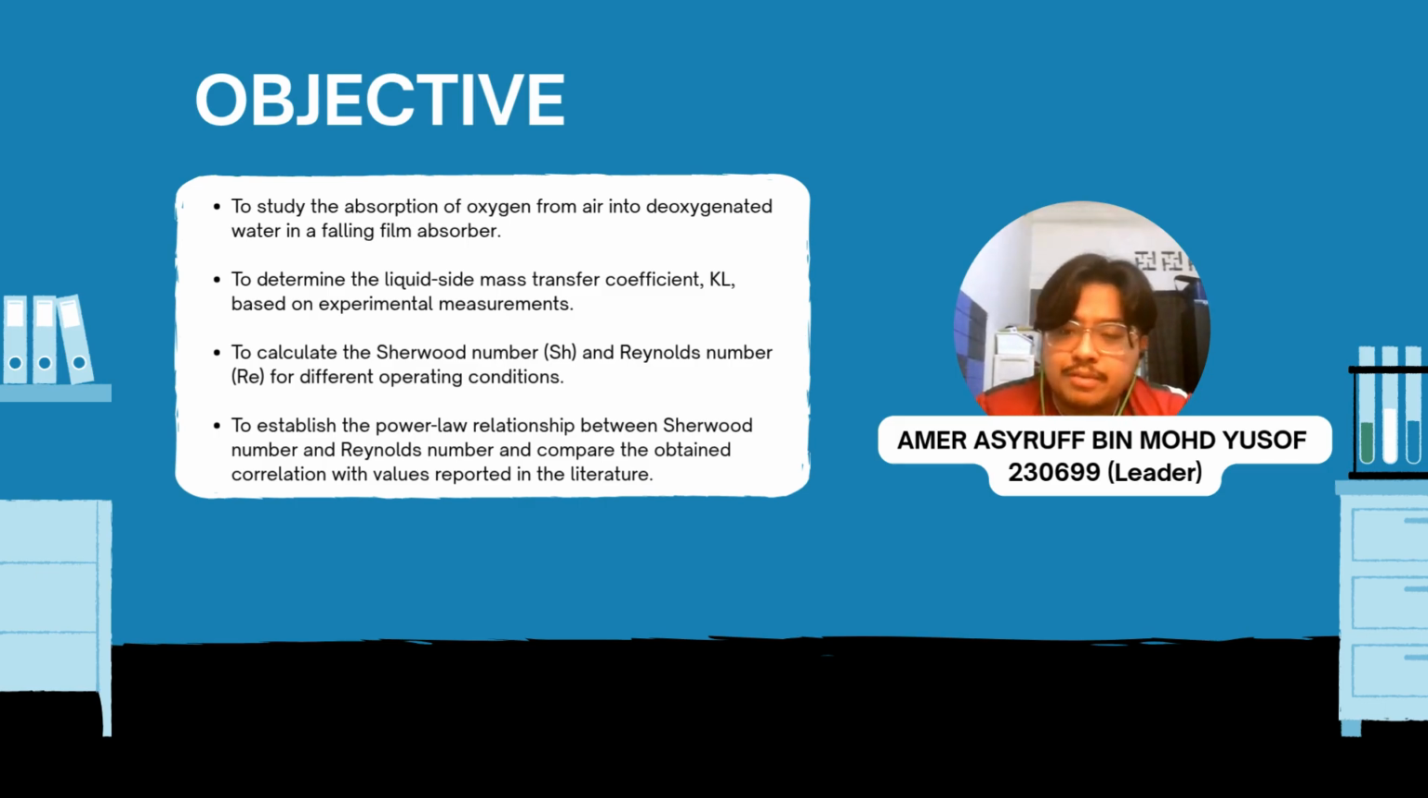This is the objective. So the objective of this experiment, which is the falling film absorption, is first to study the absorption of oxygen from air into deoxygenated water in the falling film absorber. The second, to determine the liquid side mass transfer coefficient (kL) based on experiment measurements. And third, to calculate the Sherwood number and Reynolds number for different operating conditions. And lastly, to establish the power law relationship between Sherwood number and Reynolds number and compare the obtained correlation with values reported in the literature.